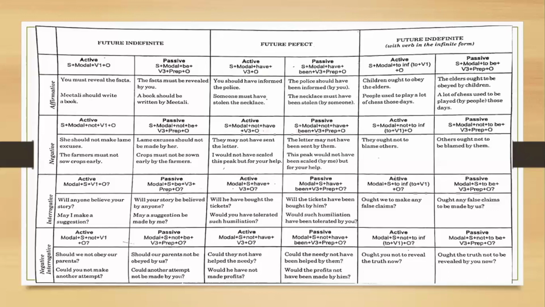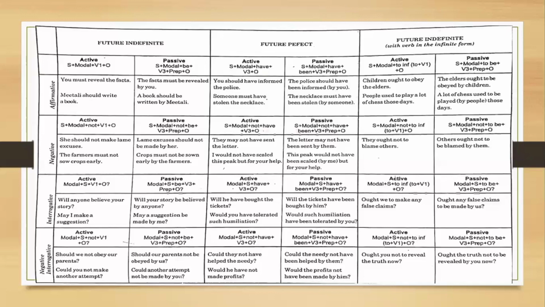Someone must have stolen the necklace. The necklace must have been stolen by someone. They may not have sent the letter. The letter may not have been sent by them. I would not have scaled this peak but for your help. This peak would not have been scaled by me but for your help.